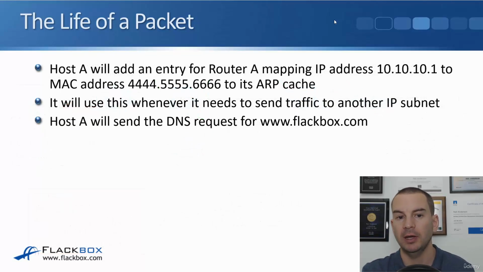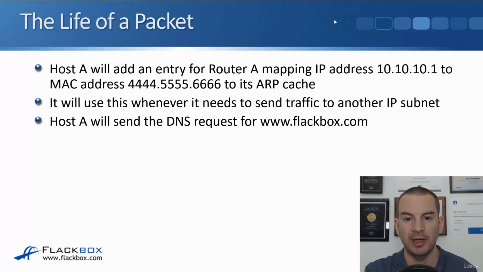Host A will receive that. It will then add an entry for router A, mapping router A's IP address of 10.10.10.1 to the MAC address of 4.5.6. It will add that to its ARP cache, and it will then use that whenever it needs to send traffic to another IP subnet.